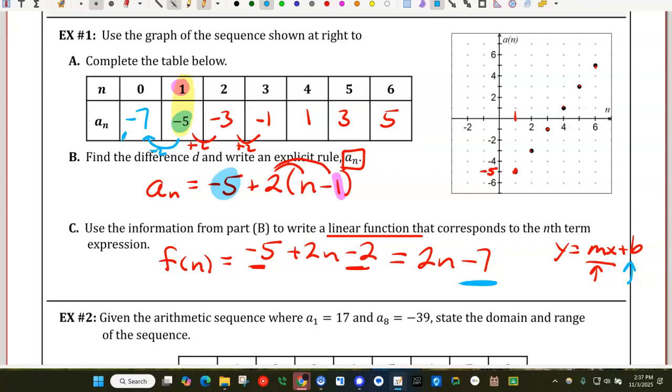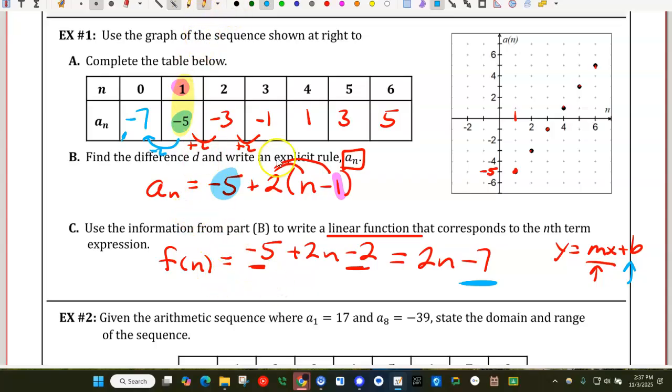And honestly, that's kind of what we're doing. We're doing different versions of this question over and over. So start by finding the difference, write it in the a sub n formula or the sequence or subscript formula, and then distribute and combine terms to get the function notation. Okay, so if we can handle that, we'll be okay.